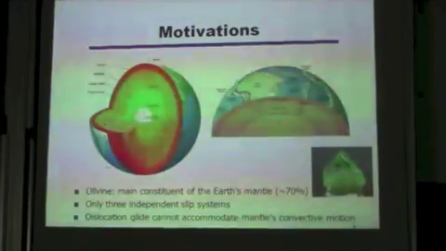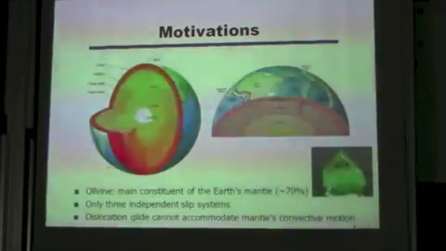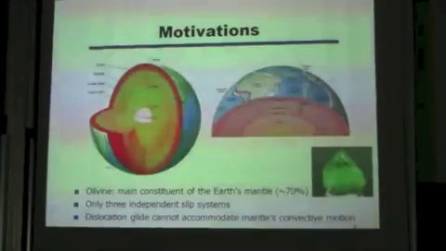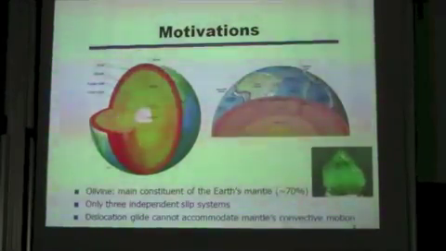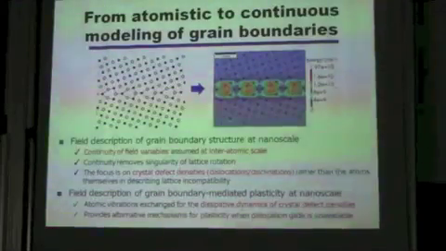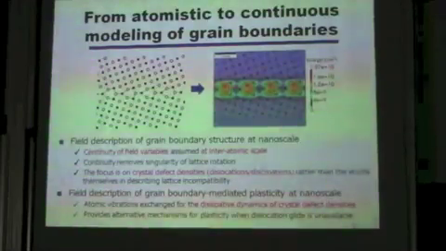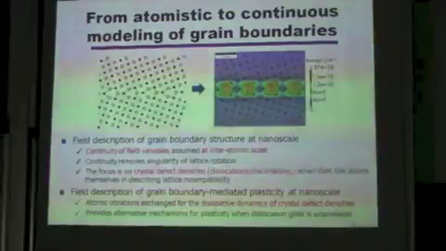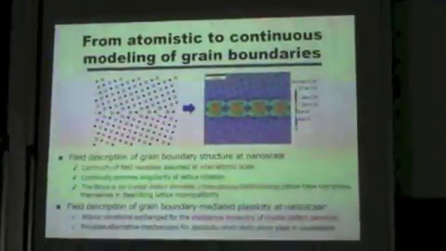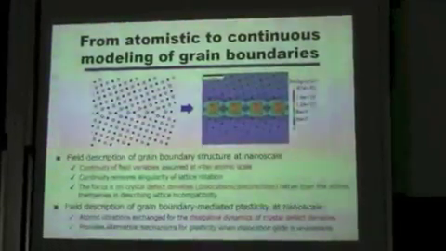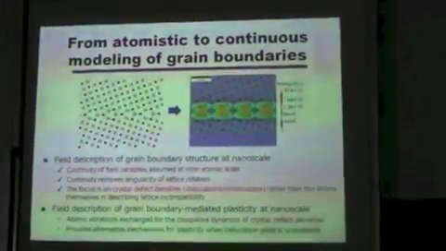And there is enormous deformation over the ages because there is a convective motion of the mantle. So this has been puzzling geophysicists for a number of years. So these are the motivations, and they are all related to grain boundaries and grain boundary motion. So the general purpose of this presentation is to go from atomistic to continuous description of grain boundaries, and at the same scale. So there is no scale transition here.